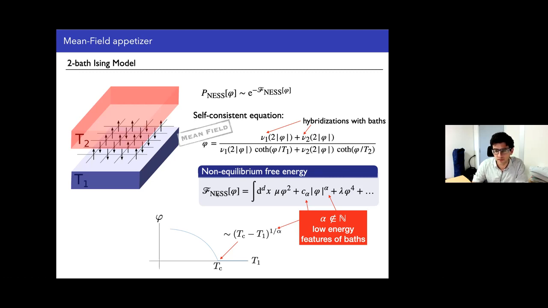And what you see if you contemplate the operator content of this free energy is that you recognize the phi square and the phi 4 terms that were there because we're describing Ising physics. But in the middle, you have these new terms, absolute value of phi to the alpha, where alpha can or cannot be an integer depending on the system, and alpha comes from the low energy structure of your baths. Basically, it comes from the low energy limit of this hybridization function when the energy is small. Why is it that we're looking at small energy?